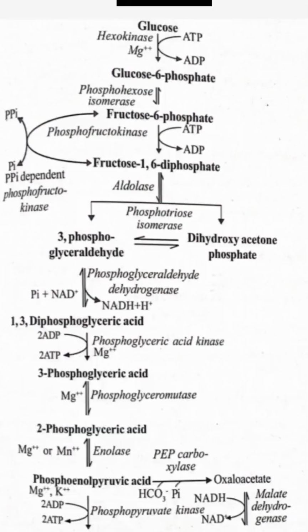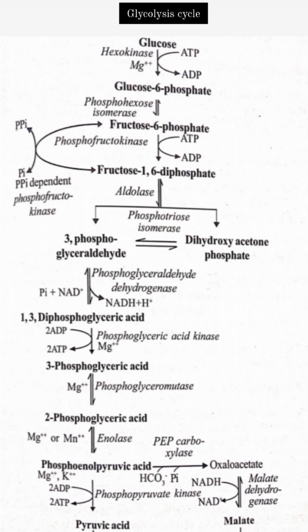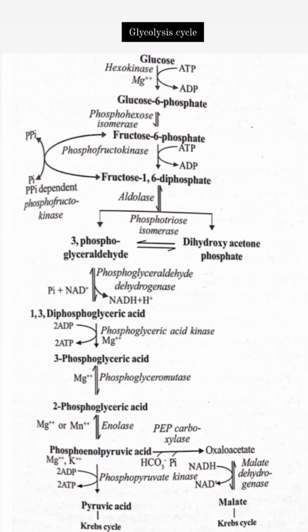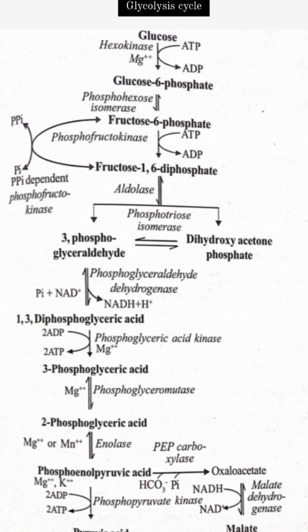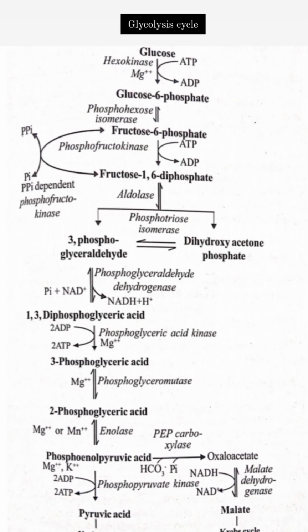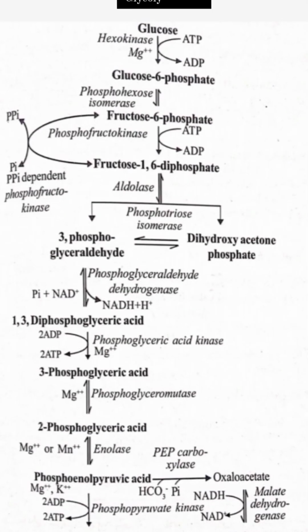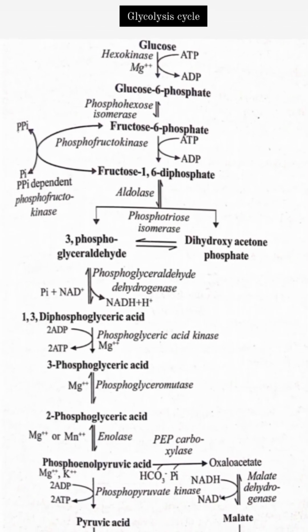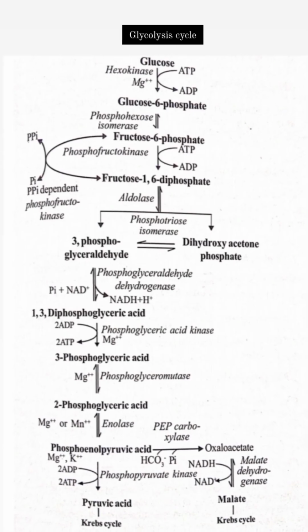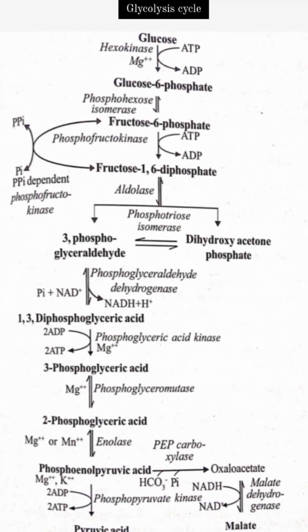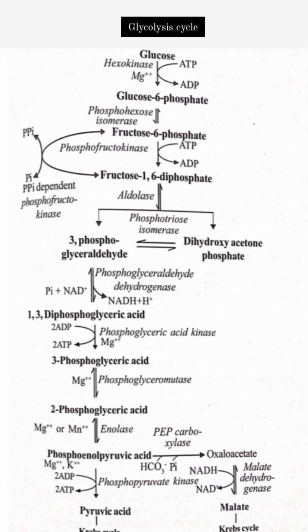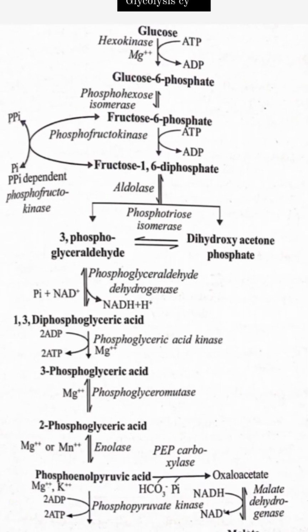Next, sixth step, 1,3 diphosphoglyceric acid reacts with ADP and loses a phosphate group, forming 3-phosphoglyceric acid, with the presence of the enzyme called phosphoglyceric acid kinase.